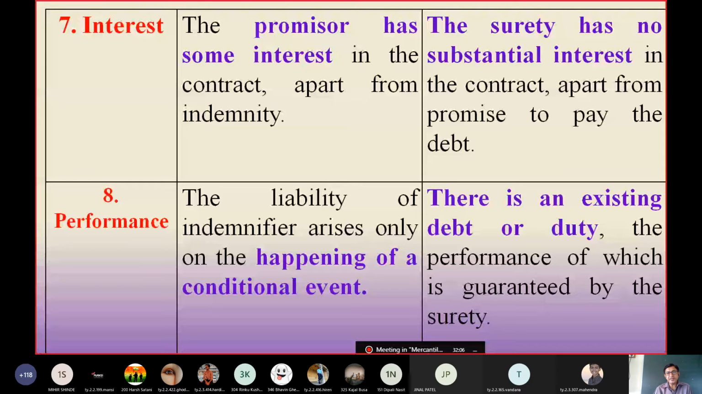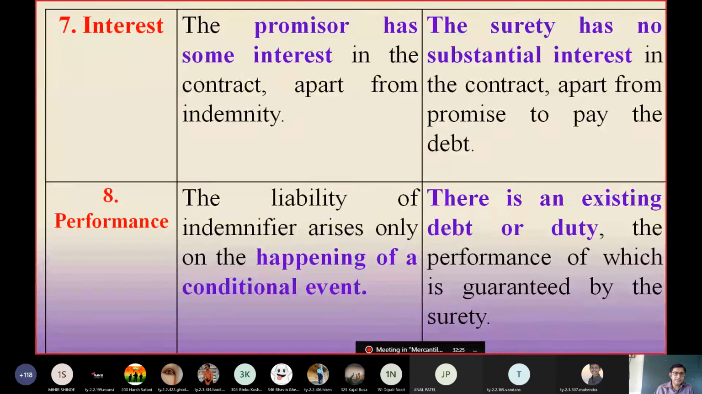Who is giving security in case of guarantee contract? Surety. Basics should be clear to you. Then only you will be able to write down the answers perfectly. So the promisor has some interest in the contract apart from indemnity.